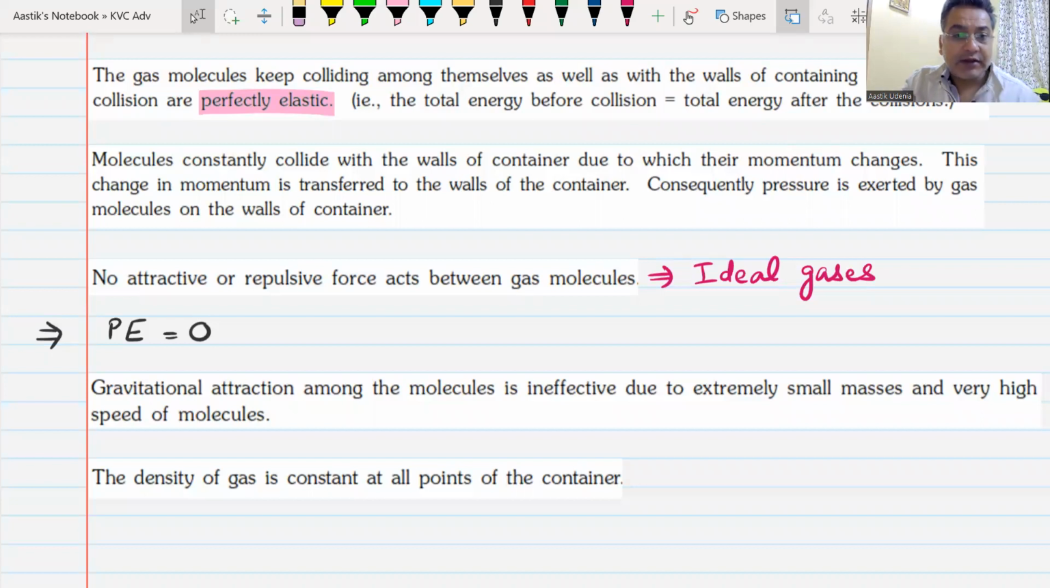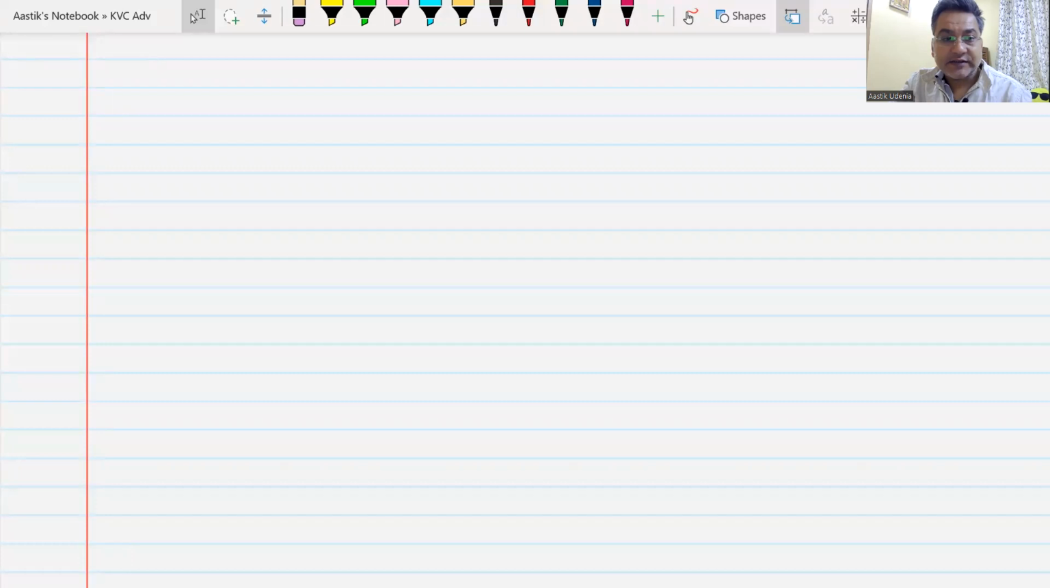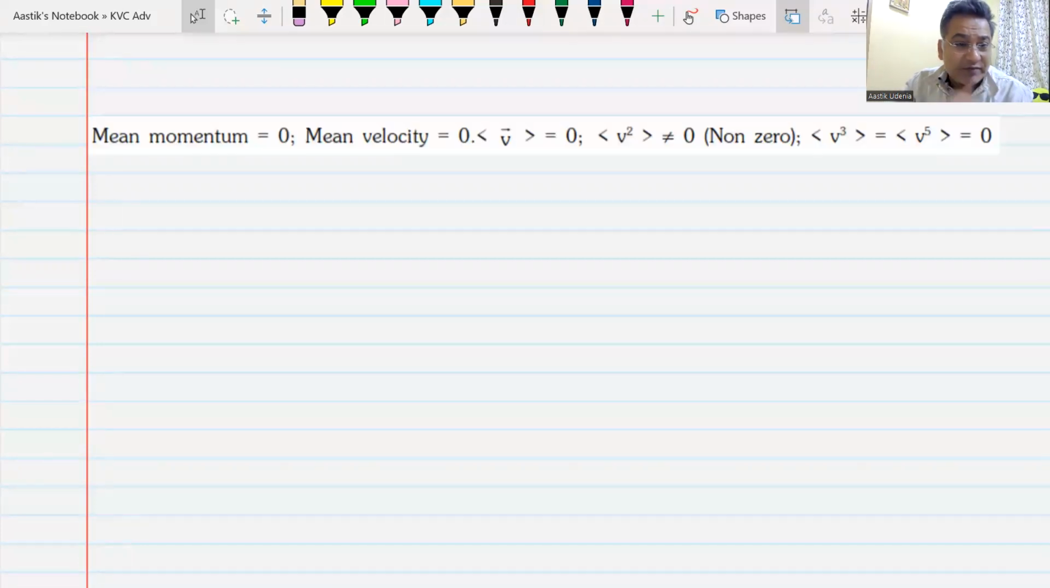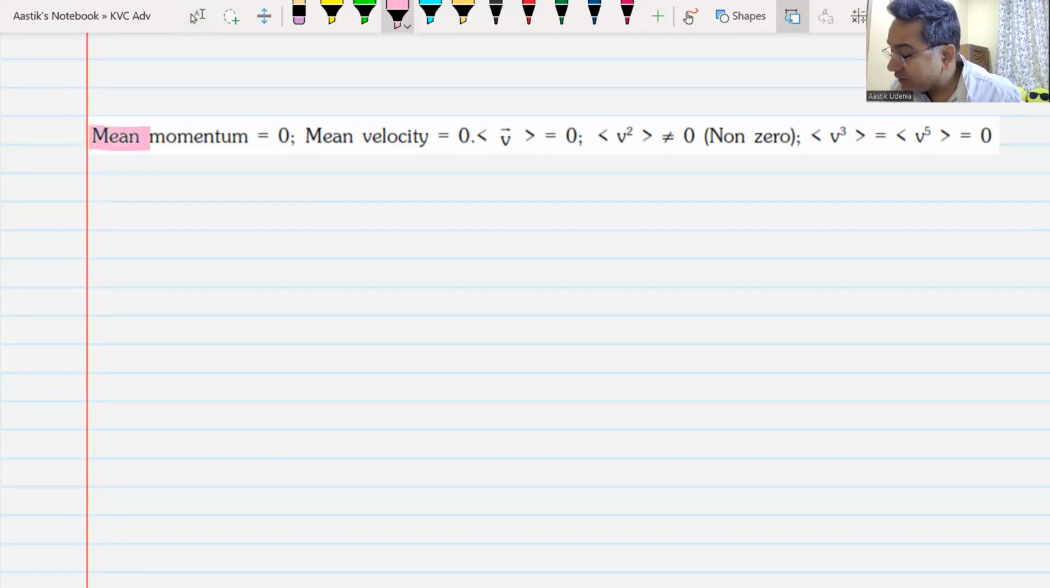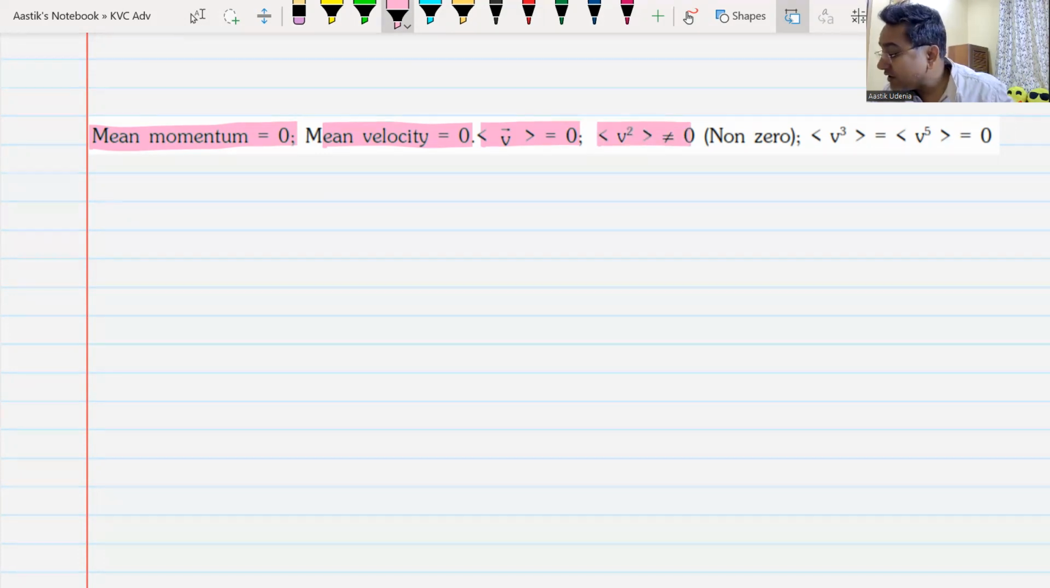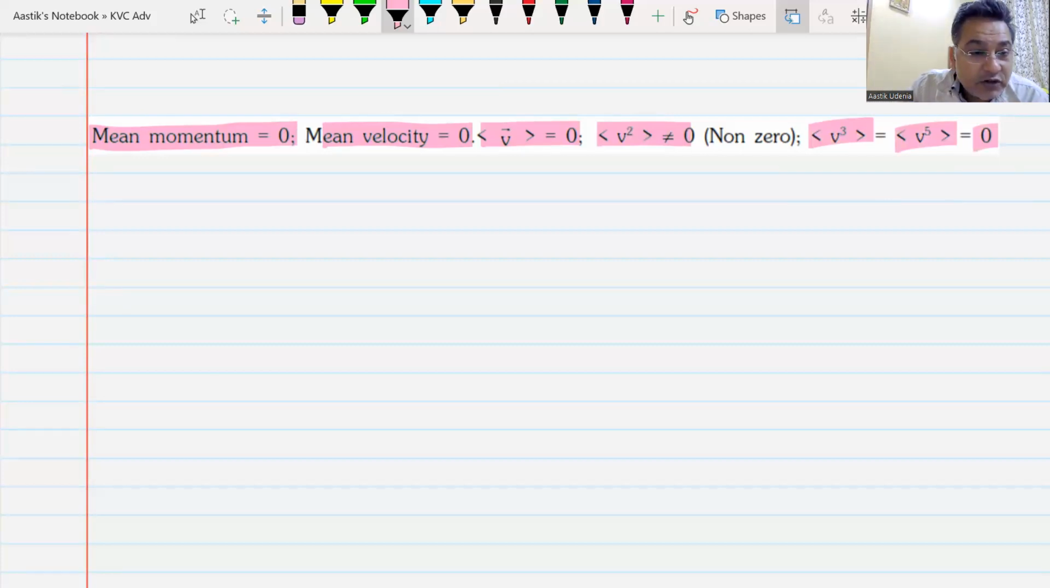Now, gas molecules are randomly moving in all directions. Remember, if I find out the mean velocity or mean momentum, they are moving in all possible directions, so their mean velocity or mean momentum will become zero. Do we understand why? Because they are moving in all directions, in no particular direction will they have any velocity. So the average velocity or average momentum will be zero, but the average square velocity will not be zero. Average cube or average fifth power is again zero, because one velocity is zero, but average square velocity is not zero. That is what you need to understand.